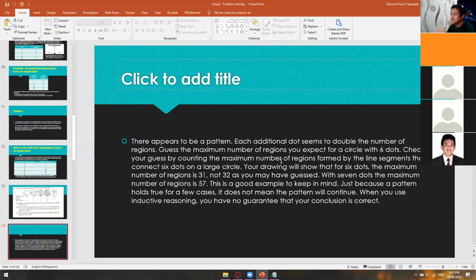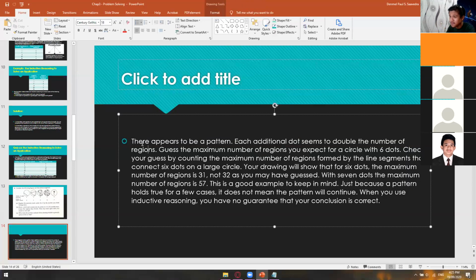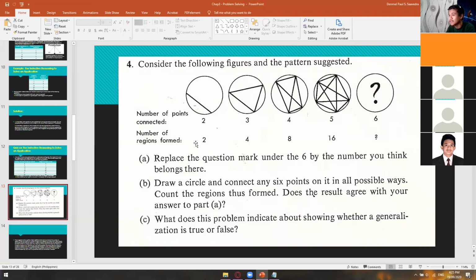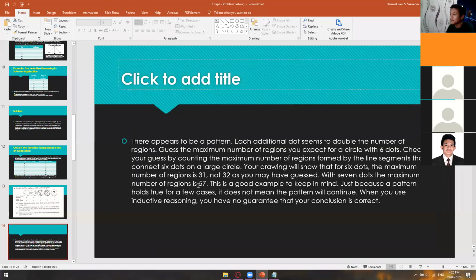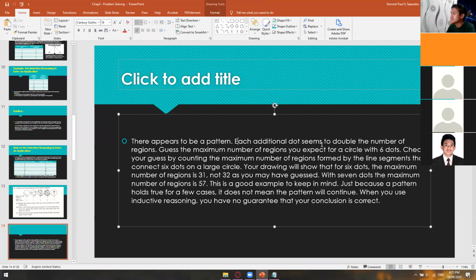Yay! So, sa mga naka-31 dyan, congrats. So, there appears to be a pattern. Gaya ng sabi nyo, may pattern, which is doubling the regions: 2, 4, 8, 16, 32. Pero hindi. Each additional dot seems to double the number of regions. So, guess the maximum number of regions you expect for a circle with 6 dots. Check your guess by counting the maximum number of regions formed by the line segments that connect 6 dots on a large circle. Your drawing will show that for 6 dots, the maximum number of regions is 31.